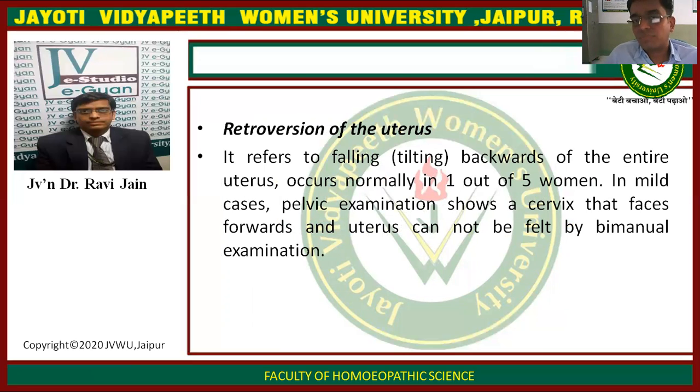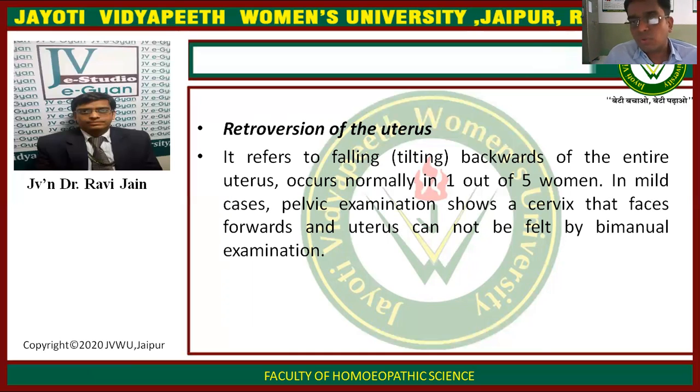Third is the retroversion of the uterus. Retroversion of the uterus refers to the falling or tilting backwards of the entire uterus. If the uterus falls backwards or becomes tilted, then it is known as retroversion of the uterus. It occurs normally in 1 in 5 women. In mild cases, the pelvic examination shows a cervix that faces upwards, and the uterus cannot be felt by manual examination. While performing a bimanual examination, the uterus cannot be felt.